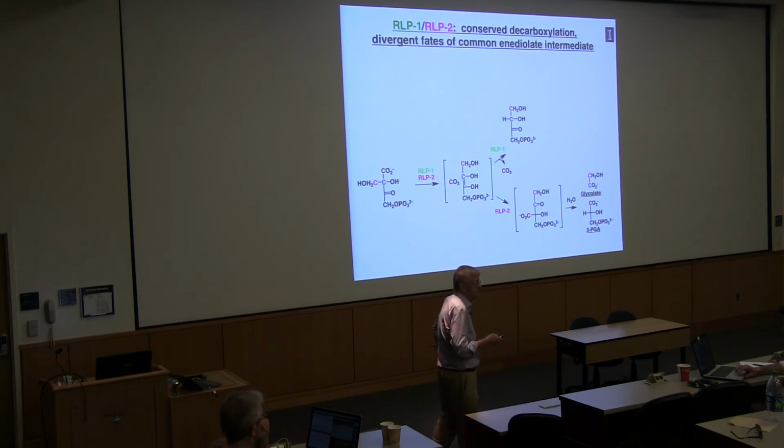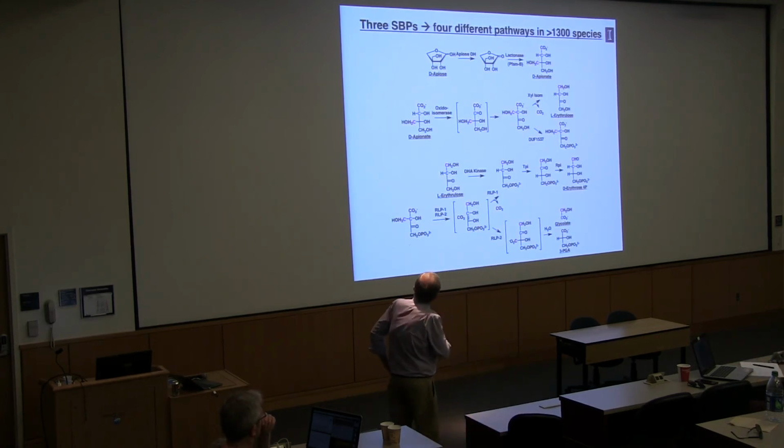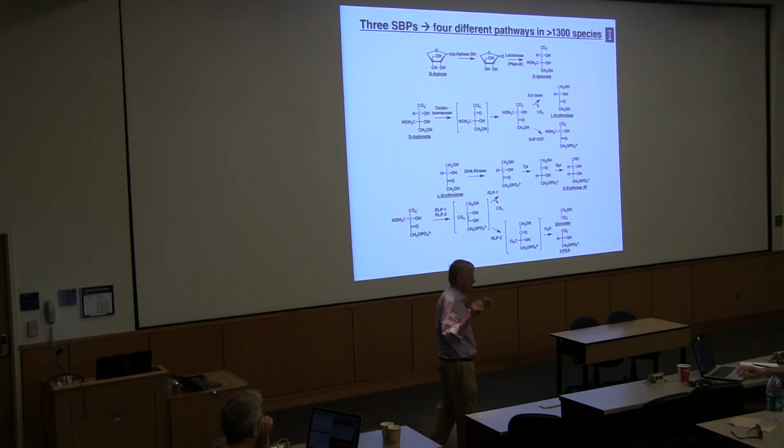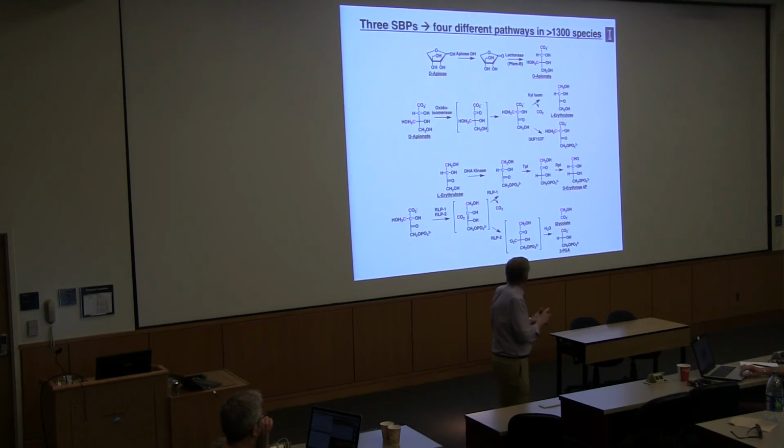Okay? So what we did is we started with 3 solute binding proteins. All this stuff I just told you about. We used sequence similarity networks and genome neighborhood networks. We discovered 4 pathways, and those 4 pathways are present in greater than 1,300 bacterial species. So we only started with 3 solute binding proteins, 3 pieces of information, and we got 4 pathways in 1,300 organisms. And I think that's a fairly good return on the investment.